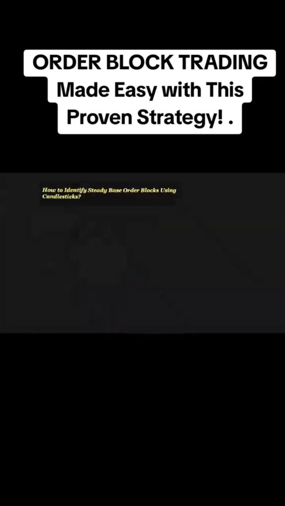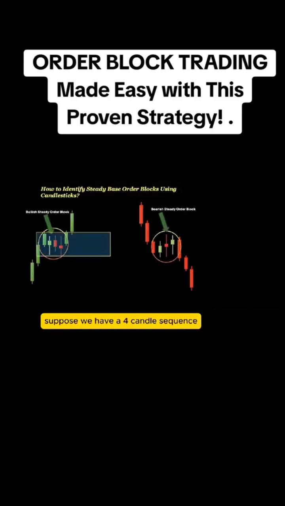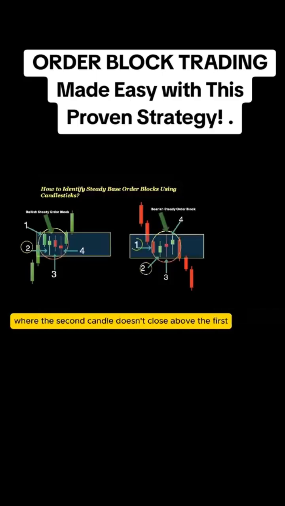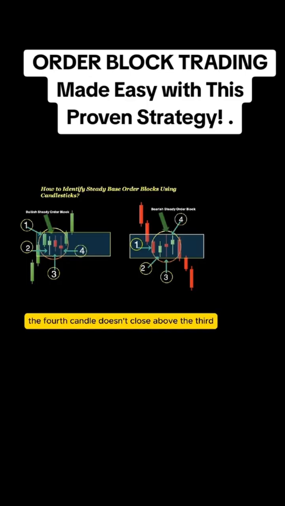To identify a valid steady base order block from a candlestick perspective, you need to follow specific rules and criteria. The price must experience a temporary pause within a sequence of at least 4 candles. Each candle in this sequence should not close above or below the previous candle's range. In a bullish scenario with a clear uptrend, suppose we have a 4-candle sequence where the second candle doesn't close above the first. The third candle doesn't close below the second. The fourth candle doesn't close above the third.